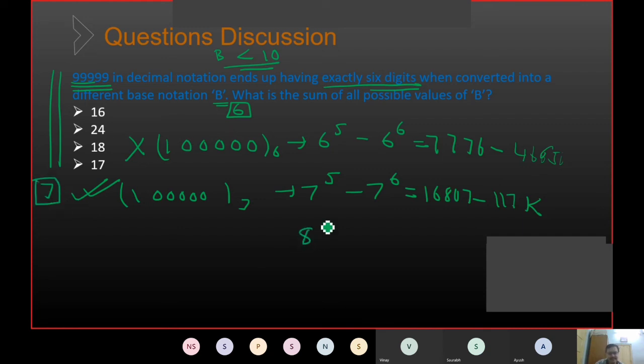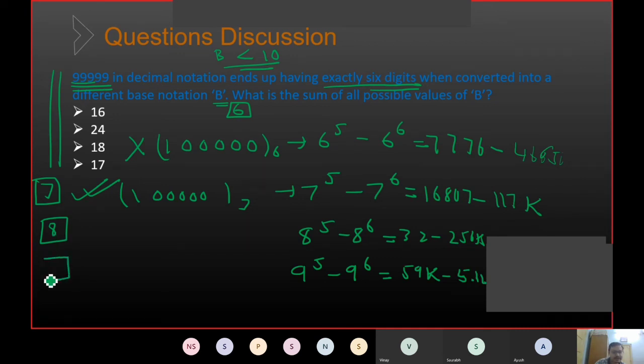Similarly, if I check with 8, the range 8 to the power 5 to 8 to the power 6 gives you 32,000 up to 256,000, where again 99K falls. So both 7 and 8 satisfy. Similarly, if I check 9 to the power 5 to 9 to the power 6, that is 59K up to something like 5.4 lakhs, where again 99,000 falls in. So 9 will also satisfy. The 3 numbers satisfying are base 7, base 8 and base 9.